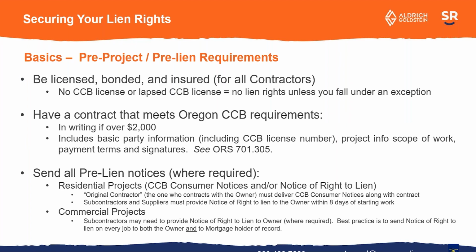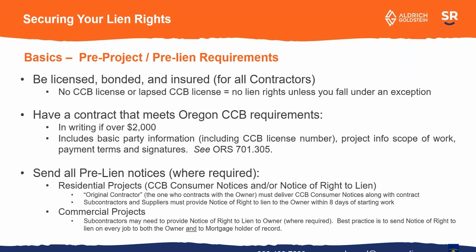As a contractor, you need to be licensed, bonded, and insured. If you don't have your CCB license in order, you don't have lien rights. Now, there may be ways to restore your license retroactively if you do something like forget to file proof of insurance. But the best practice is to just make sure everything is current all the time. You don't have to worry about that. If you're never licensed, then you don't get lien rights.